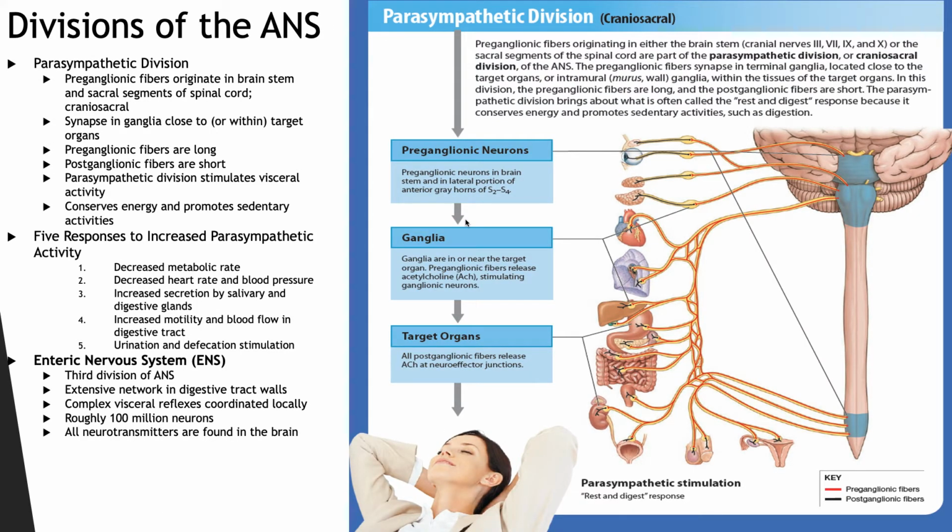The parasympathetic division stimulates visceral activity. For example, it brings about the state of rest and digest after you eat a big dinner. Your body relaxes, the energy demands are minimal, and both your heart rate and your blood pressure are relatively low. Meanwhile, your digestive organs are highly stimulated. The overall pattern of responses to increased parasympathetic activity is as follows.